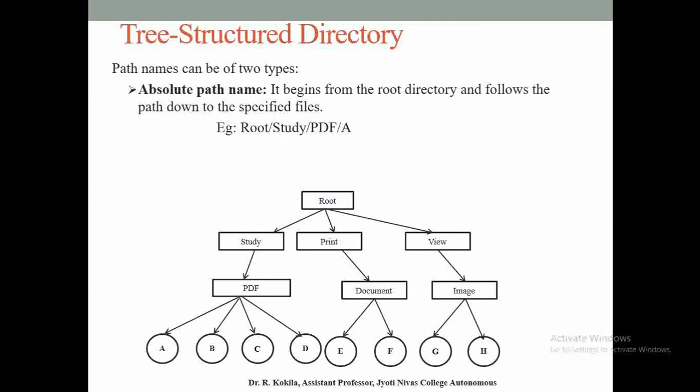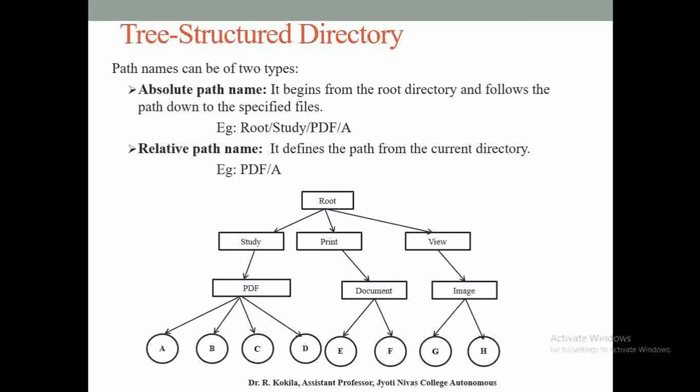If it is a relative path, what happens? It will start from the current directory. My A file is located under my PDF, so it will show me only PDF/A. So this is the relative path, and this one is your absolute path. Hope you understood the class.